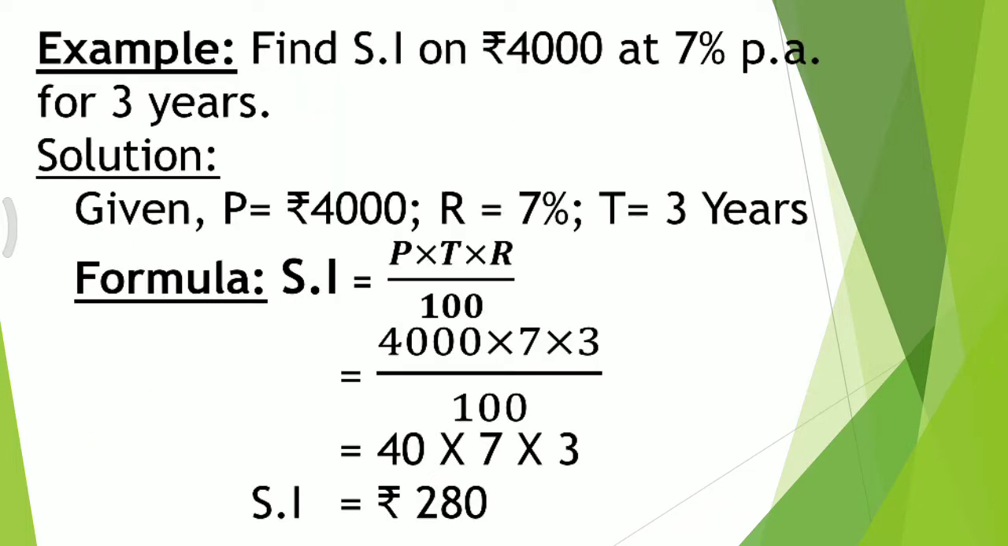The example: find simple interest on rupees 4000 at 7% per annum for 3 years. Here the given things are P is equal to 4000, R is equal to 7%, T is equal to 3 years. The formula for simple interest is P into T into R by 100. After calculating that, the simple interest we got is 280.